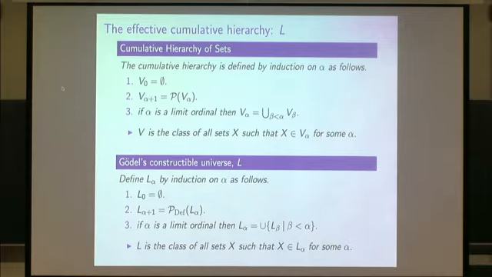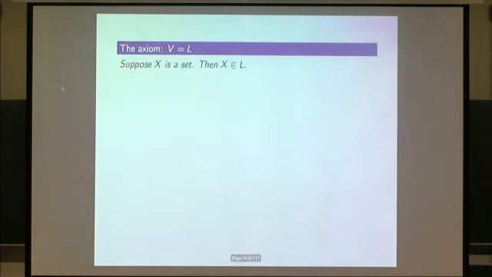L is the class of all sets X such that X belongs to L alpha for some alpha. Now, L alpha in general is not L intersect V alpha. So it is for some alphas, but it's not always true. The axiom V equals L is simply the axiom that if X is a set, then X belongs to L.